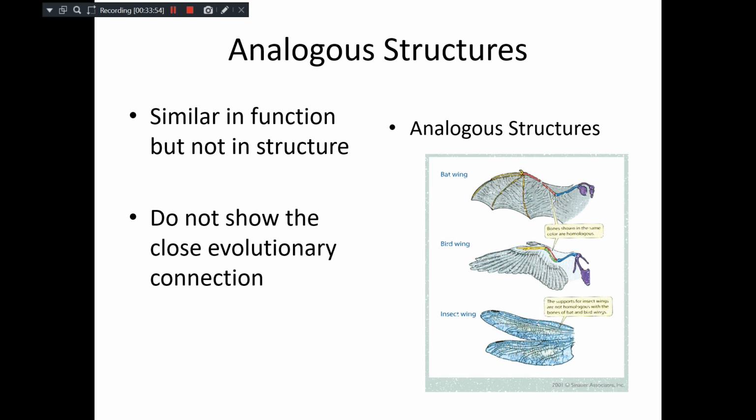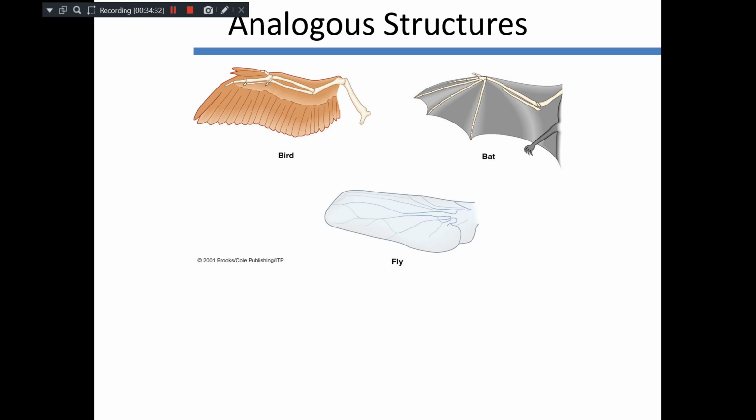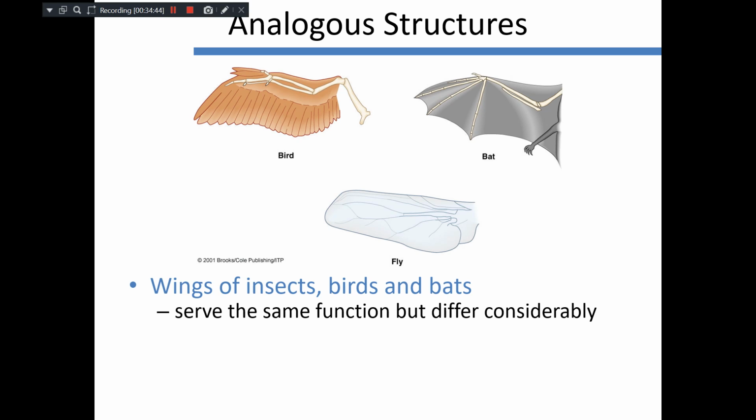Like homologous structures, there are analogous structures. What do you mean by analogous structure? They are similar in function but not in structure. Though they look alike, they do not show close evolutionary connections. To give an example, the wing of a bat, wing of a bird, and wing of an insect. Functionally, they are similar, where the wings are used for flight. But if you look into their anatomy, they are different. See here, the wing patterns of bird, bat, and fly. They serve the same function but differ considerably. In birds and bats, forelimbs are modified into wings. But in the case of insects, the wings are an extension of the skin.